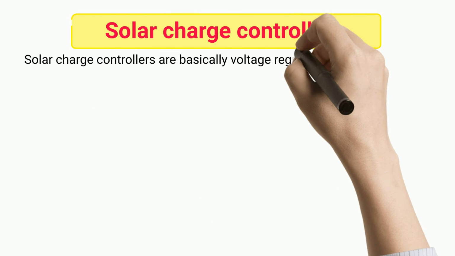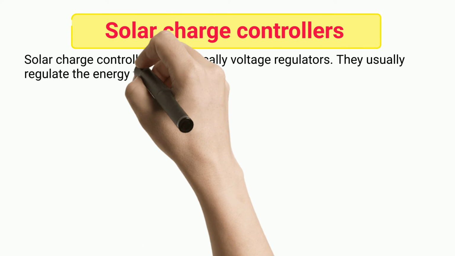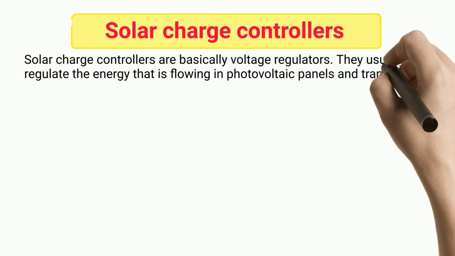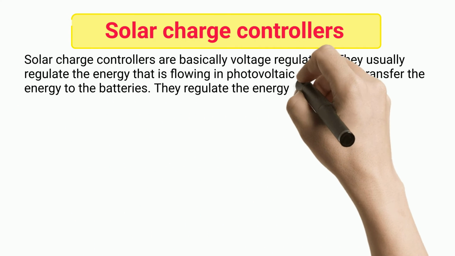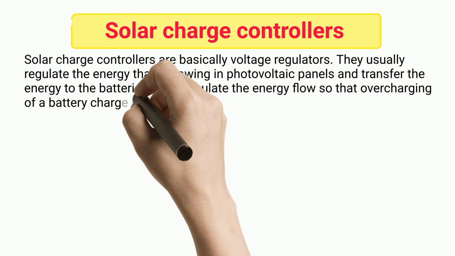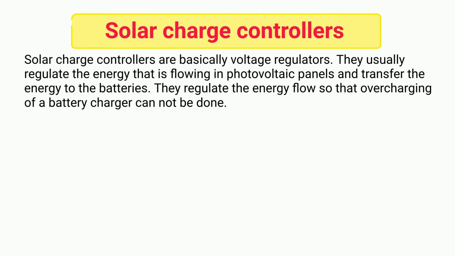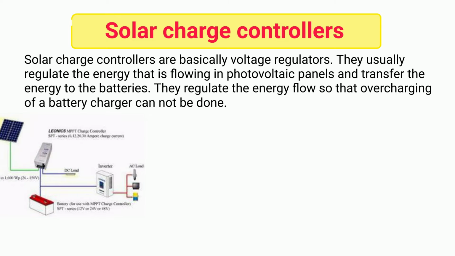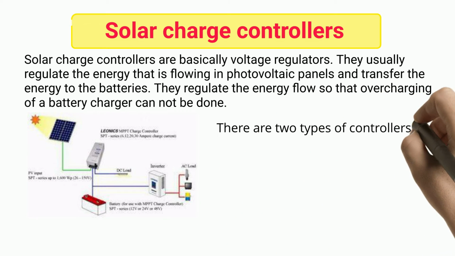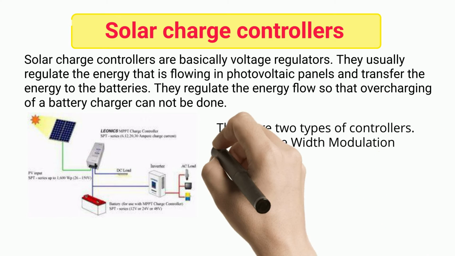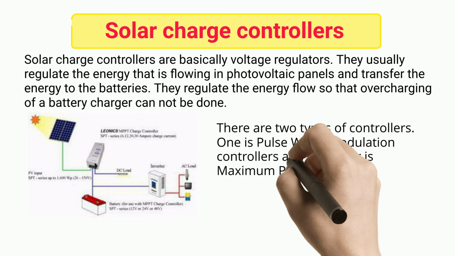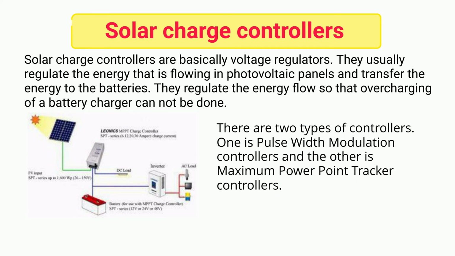Solar charge controllers. Solar charge controllers are basically voltage regulators. They usually regulate the energy that is flowing in photovoltaic panels and transfer the energy to the batteries. They regulate the energy flow so that overcharging of a battery cannot be done. There are two types of controllers. One is pulse width modulation controllers and the other is maximum power point tracker controllers.